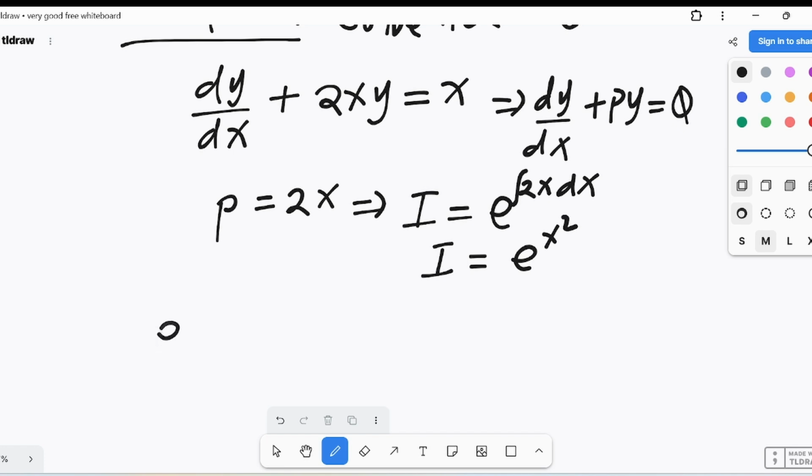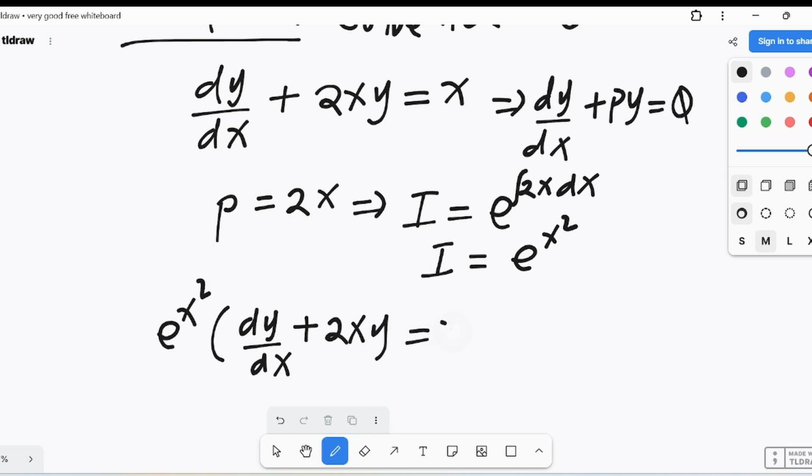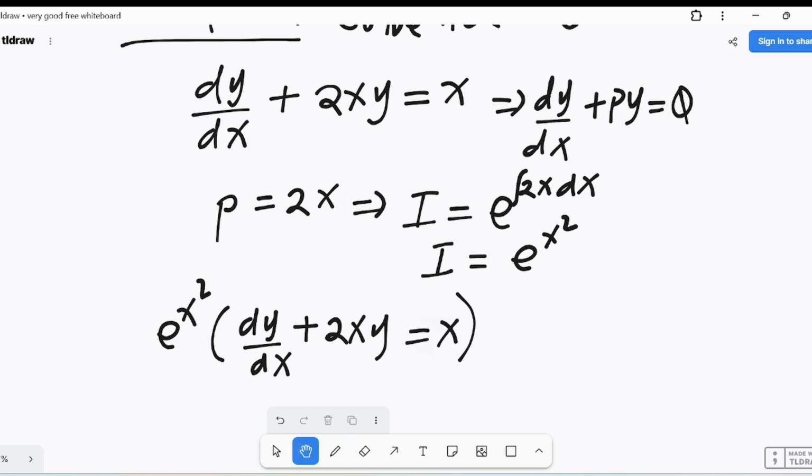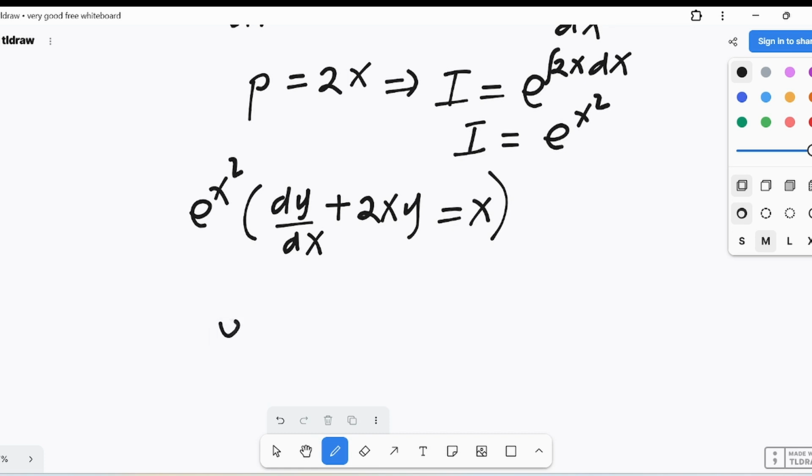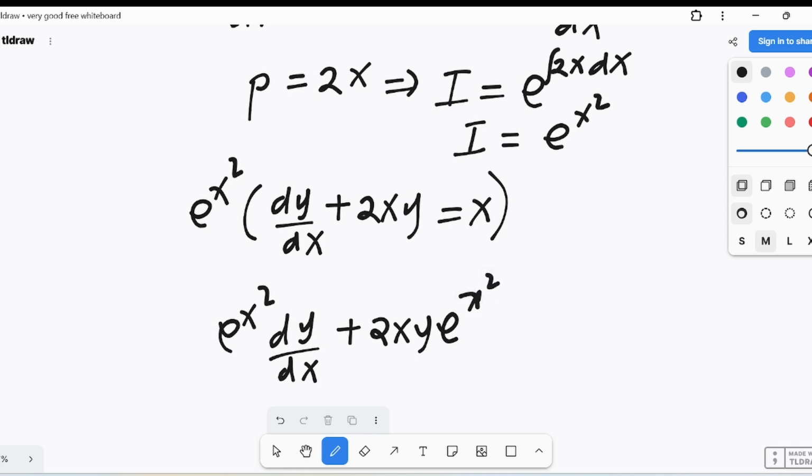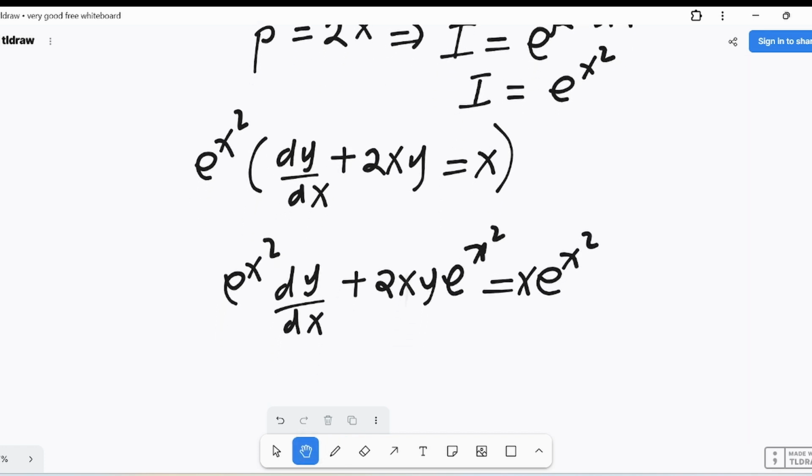So we shall have e of x squared multiplying throughout into dy by dx plus 2xy is equal to x. So expanding, we shall have e of x squared dy by dx plus 2xy e of x squared is equal to x e of x squared. So this one has turned into exact.